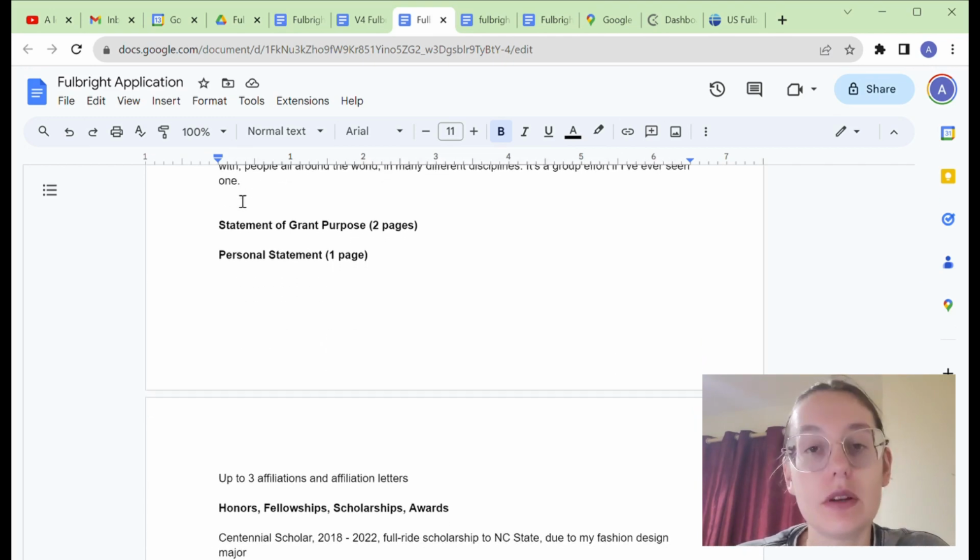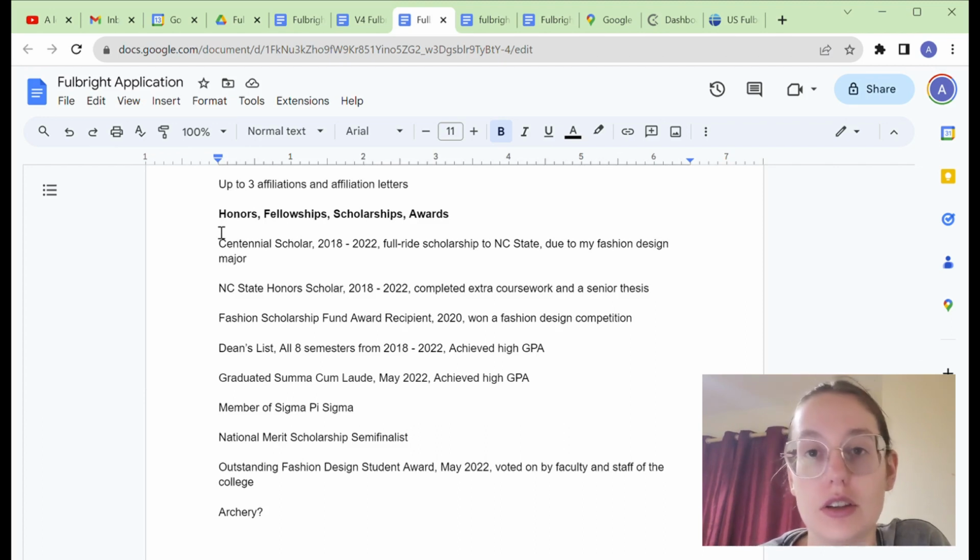And then you have the statement of grant purpose, which is 2 pages, and a personal statement, which is 1 page. And then there are certain formatting requirements, like you need headings on each page. At least when I did it, you should definitely double check that, because it would be horrible if you put in all this effort into making this beautiful application and then you had a couple of formatting things wrong and they just threw it out. So definitely double check that. You want your affiliation and letters, which I'll talk about in greater detail in a whole section.